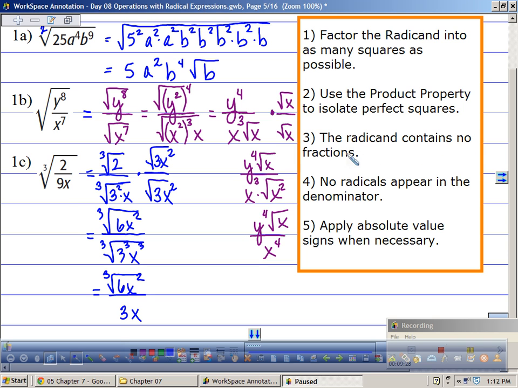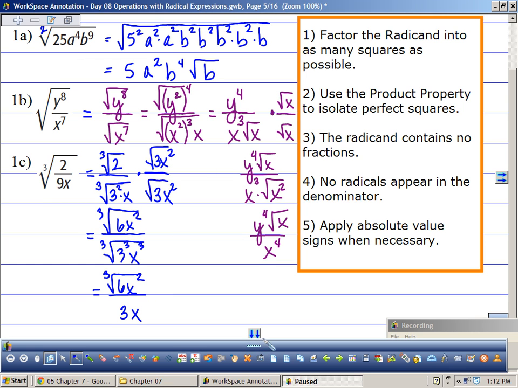The radicand contains no fractions. The radicand is what's underneath it. So this is not simplified. You can't have fractions. Okay? The reason you can't have a fraction is because it's equivalent to this, and this you can't have in the denominator. Right? Does that make sense? No radicals appear in the denominator. That's what I just said. And apply absolute value signs when necessary. So make sure you've got all of your guidelines down and write these examples down. Then we're going to do 3 more together. 3 more on your own, and I'll give you the answers. And then that's where we're going to stop today.